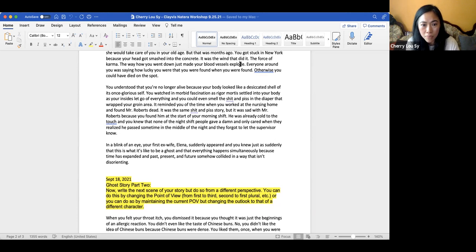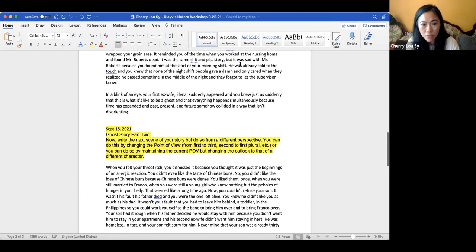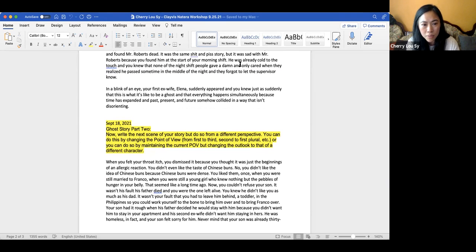It reminded you of the time when you worked at the nursing home and found Mr. Roberts dead. It was the same shit and piss story, but it was sad with Mr. Roberts because you found him at the start of your morning shift. He was already cold to the touch, and you knew that none of the night shift people gave a damn and only cared when they realized he had passed sometime in the middle of the night and they forgot to let the supervisor know. In a blink of an eye, your first ex-wife, Elena, suddenly appeared, and you knew just as suddenly that this is what it's like to be a ghost, and that everything happens simultaneously because time has expanded and past, present, and future somehow collided in a way that isn't disorienting.